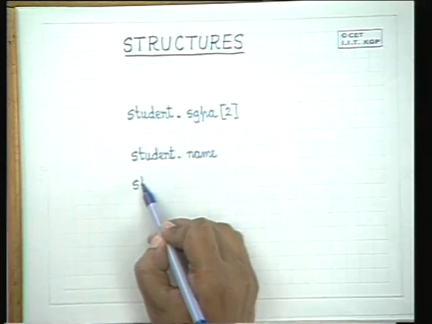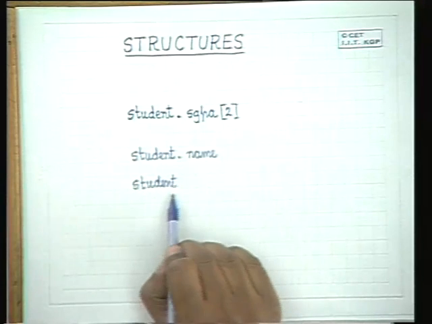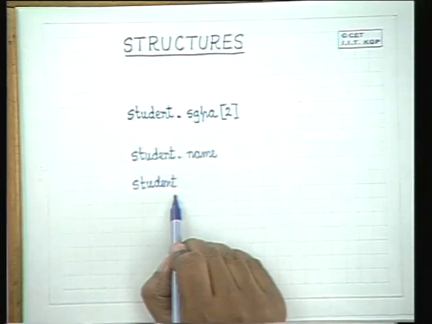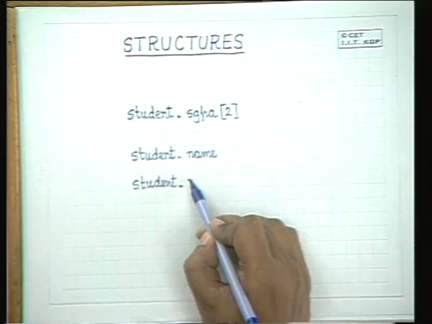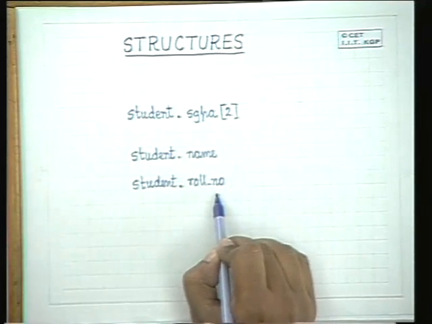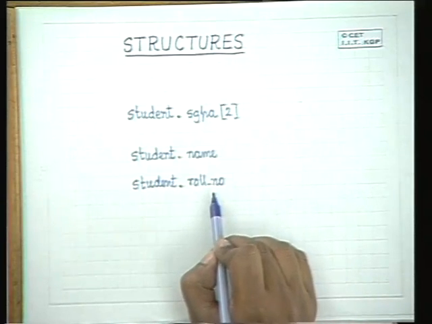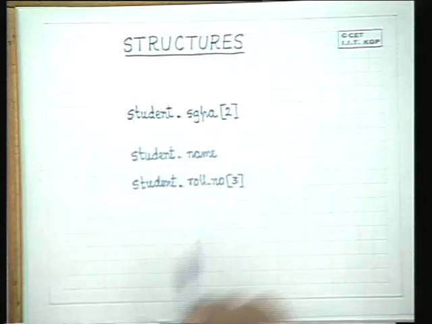Similarly, student, what is student? It is a pointer to the structure. Student dot roll number 3 is the character element there, in the character array roll number in the structure.